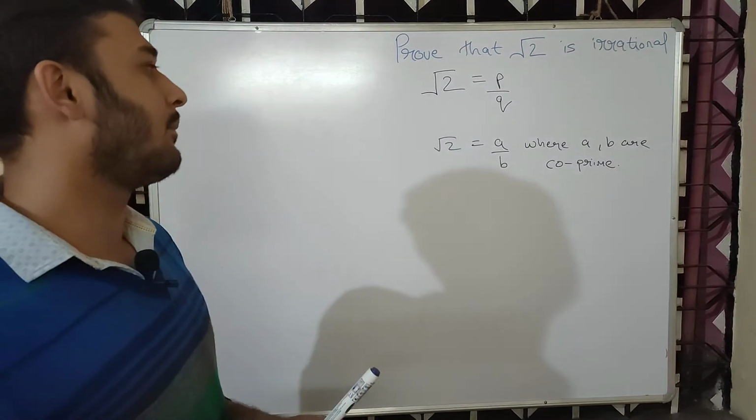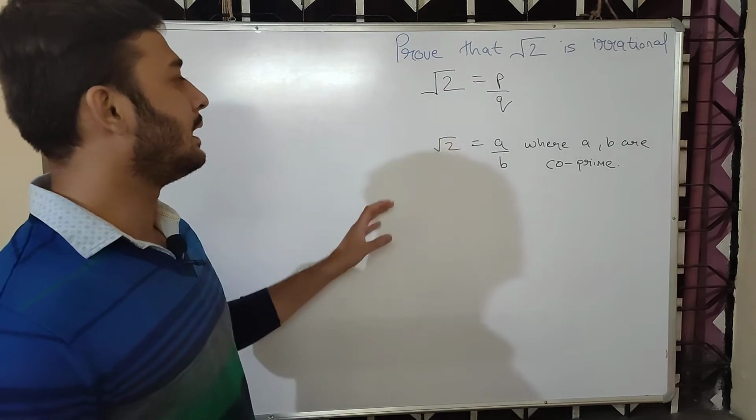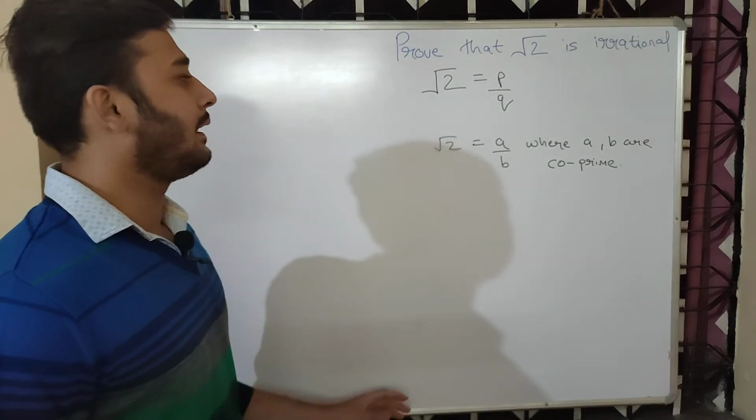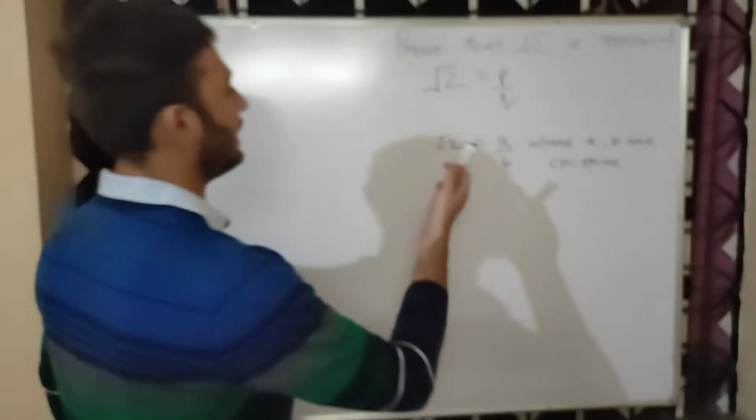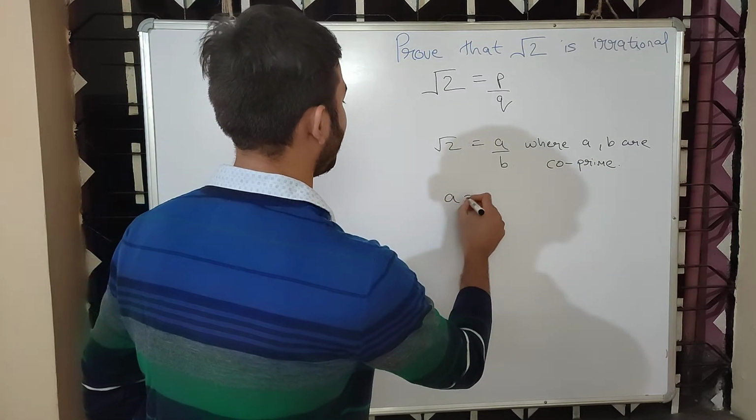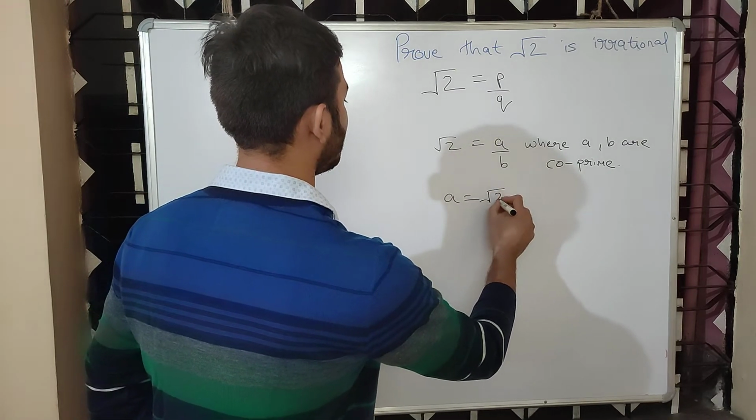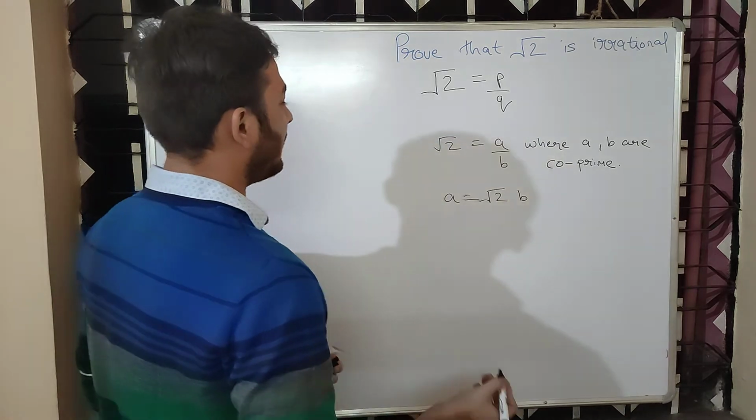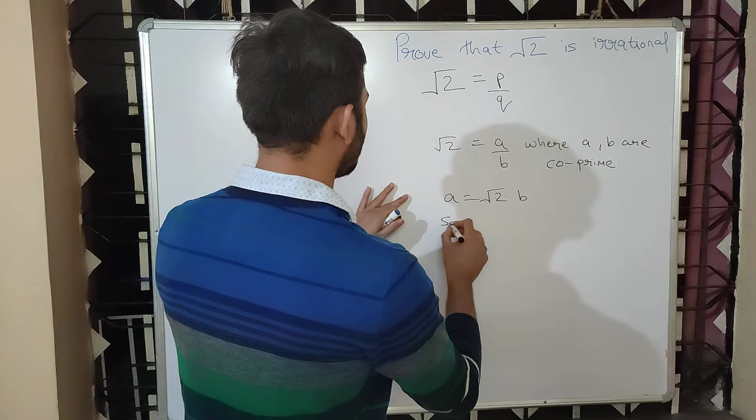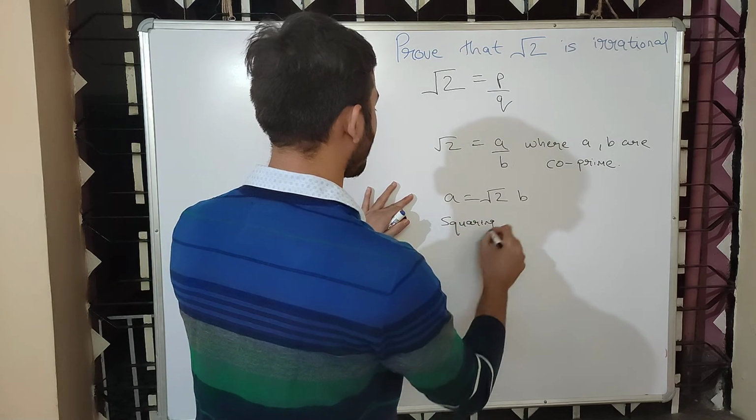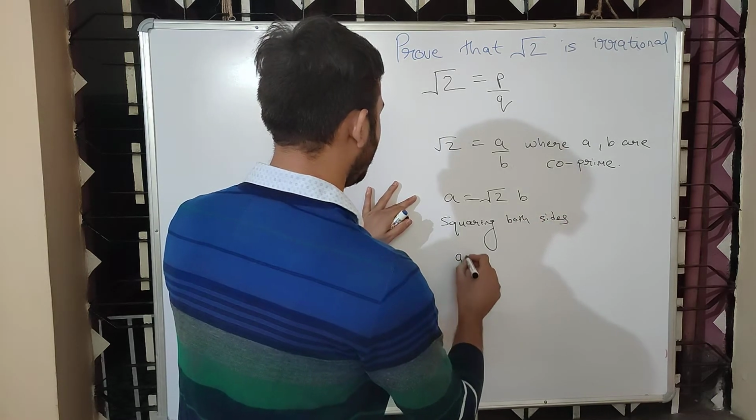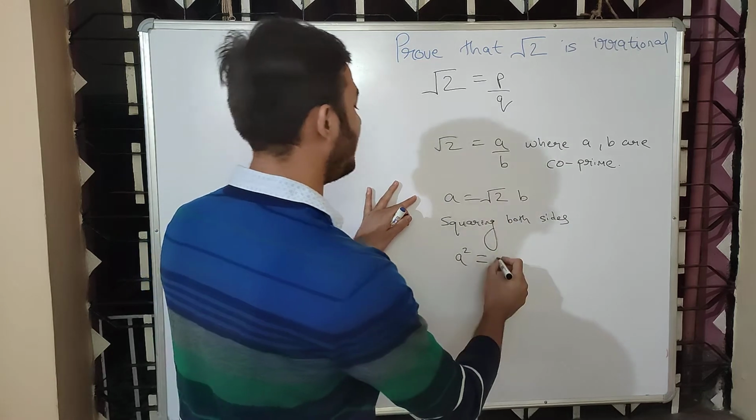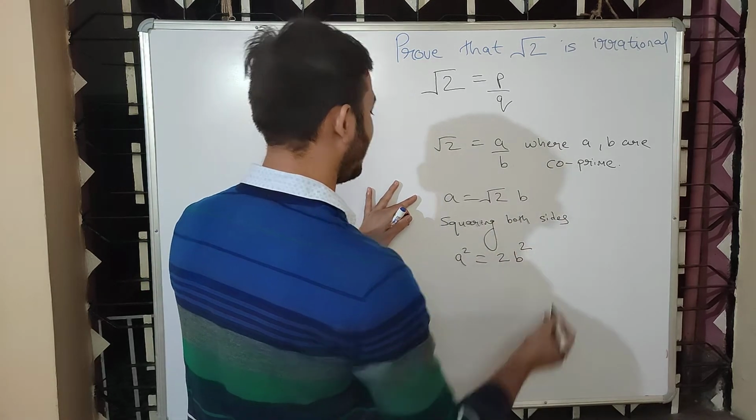So this is important. This is the most important thing. We have assumed root 2 is rational. So if root 2 is rational, I can write it in the form of a by b, where a and b are both prime numbers. Now let's find the value of a. If I cross multiply, a will be equal to root 2 b. Let's remove this root, so I'll square both sides. So a square will be root 2 square b square, which is 2 b square.